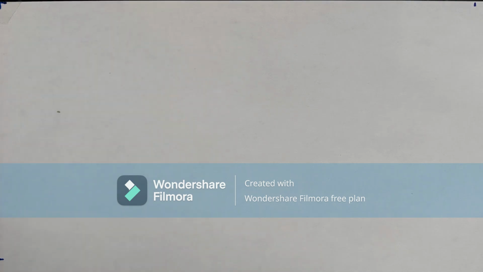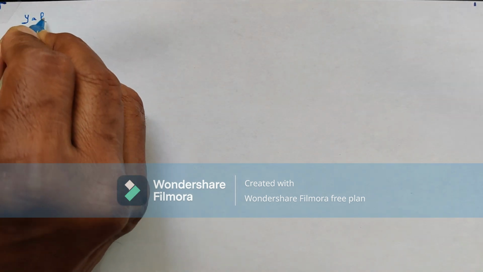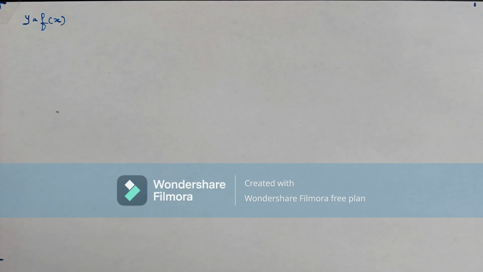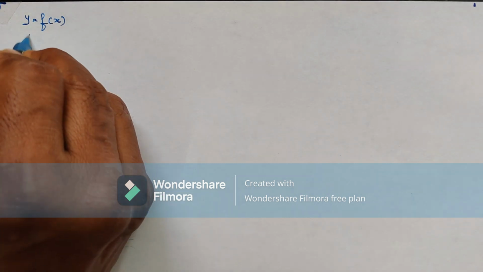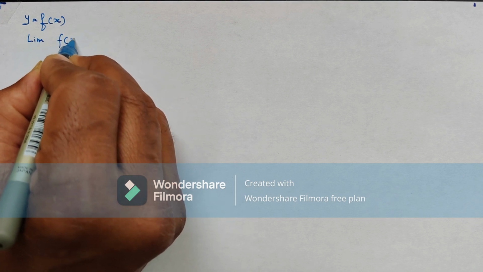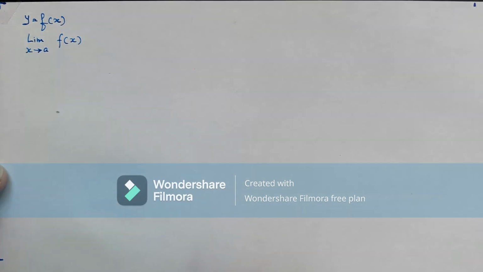Hi, in this lesson I will try to explain what is a function, normally written as y is equal to f(x). What is a function in the language of mathematics? And secondly, I will explain what is the limit of a function f(x) as x approaches a value a.